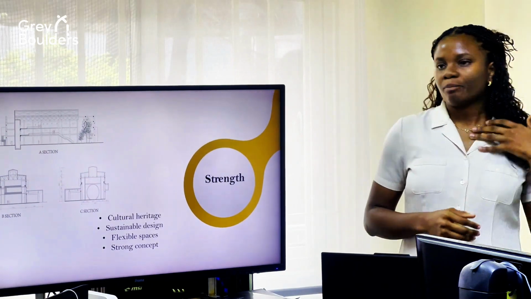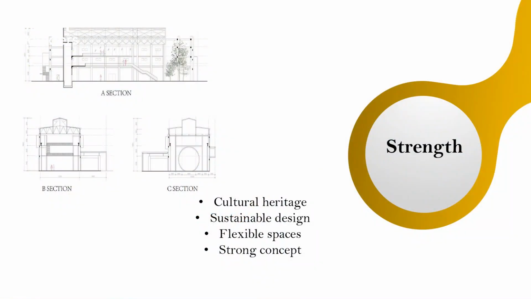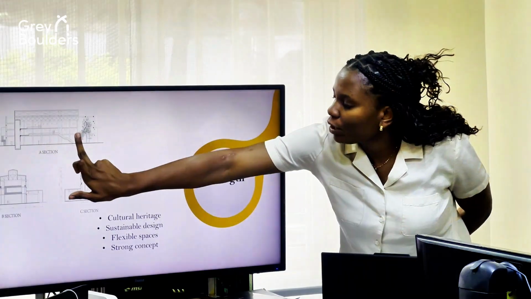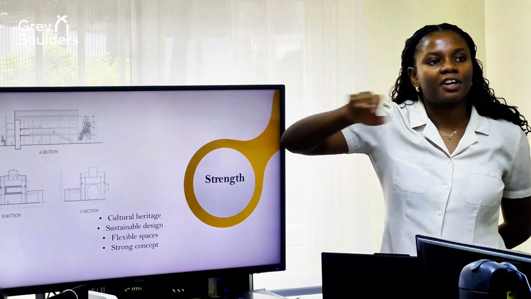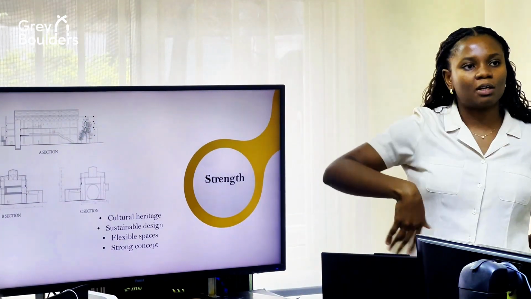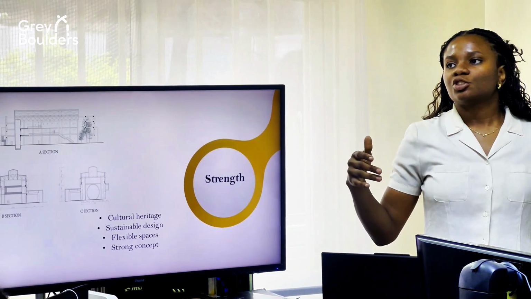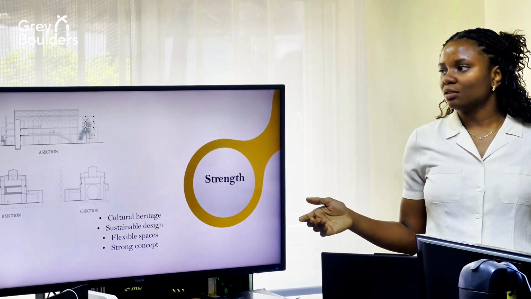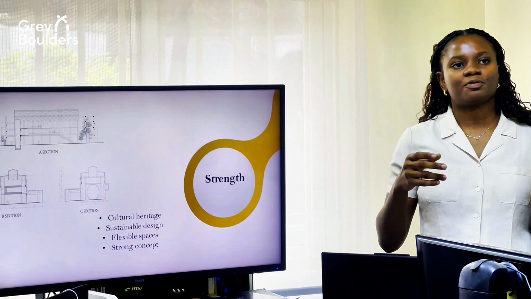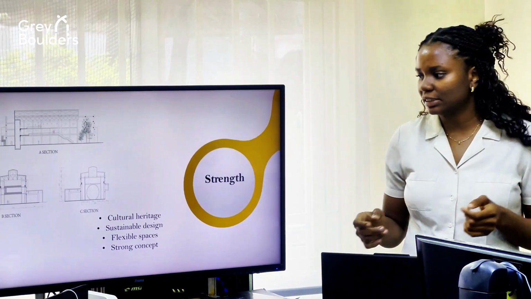Flexible spaces. From this section, you can see that there's a main hall here, which can be used for a variety of purposes. It can also be divided into shorter sections, or left as one big hall. The big hall that was designed allows them to flexibly change the spaces as they need.